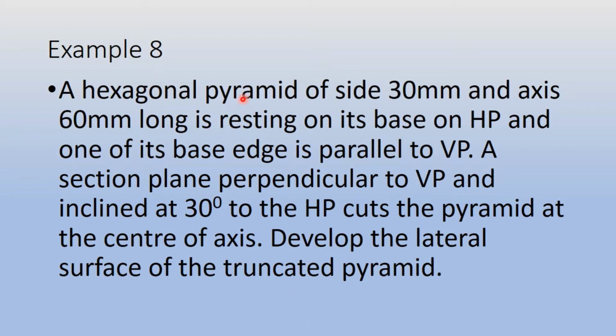So here we are having a hexagonal pyramid of side 30 and axis 60. It is directly resting with its base on HP, and one of the base edges is parallel to VP. So here this is a simple case. Like the top view will be a hexagon, the front view will be a triangle, and the section plane is also given here, which is 30 degrees to the HP, and it is passing through the center of the axis. It's okay, and we have to develop the lateral surface of this truncated, that means cut, pyramid.